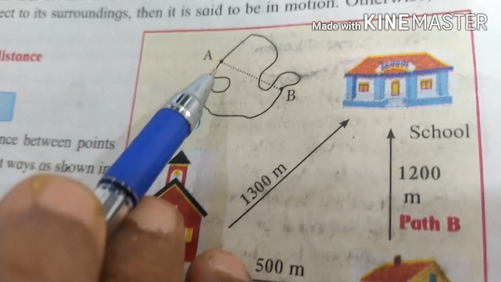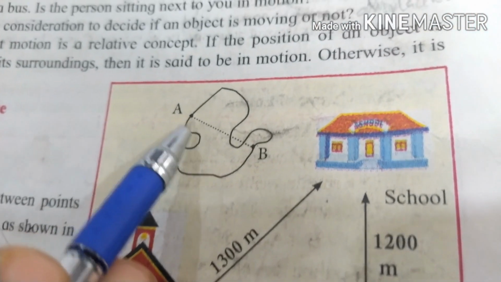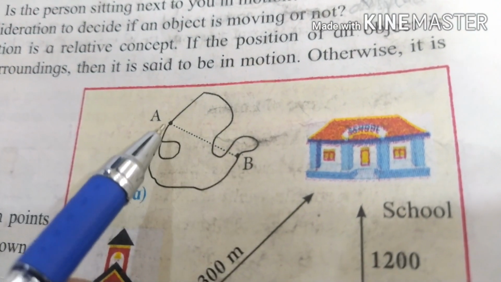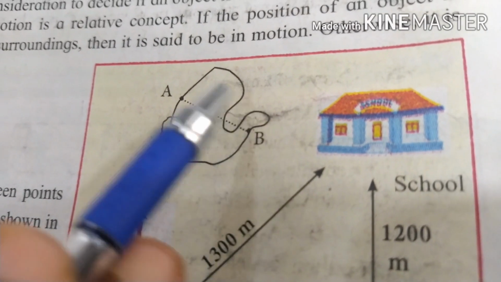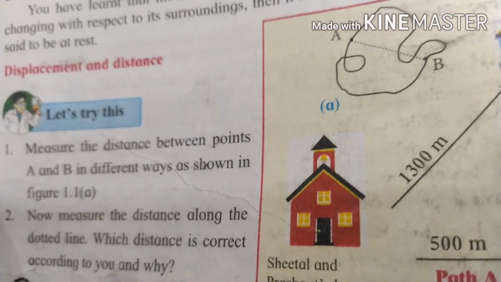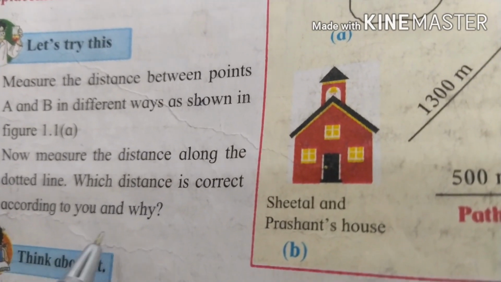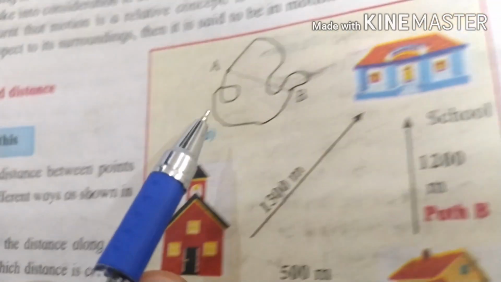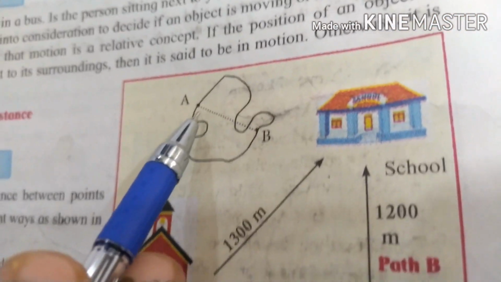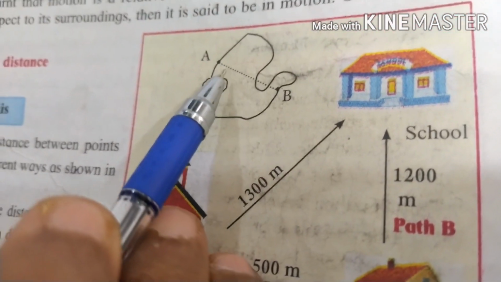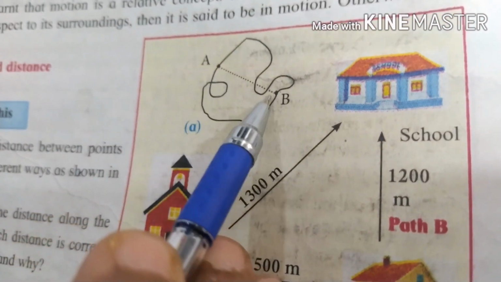So two possibilities are there. One is that dotted one. We can measure this one also, and we can measure in this manner also. Now measure the distance along the dotted line. Which distance is correct according to you and why? Now see here, if we are measuring this dotted line, so we will get this short distance.